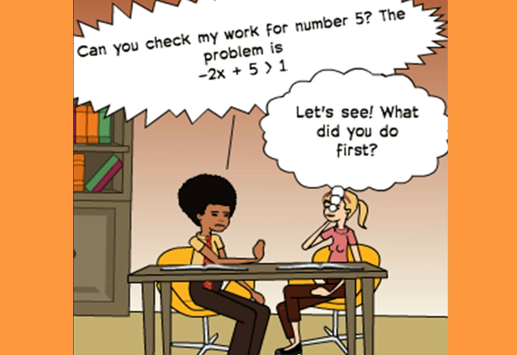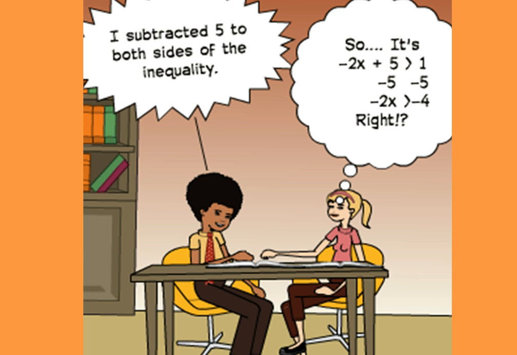Part 2. Can you check my work for problem number 5? The problem is negative 2x plus 5 is greater than 1. Let's see. What did you do first? First, I subtracted 5 to both sides of the inequality.